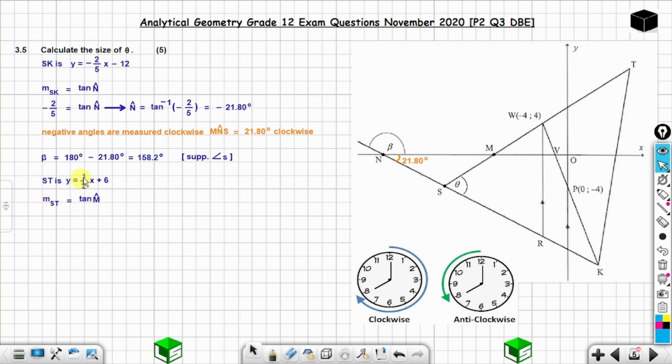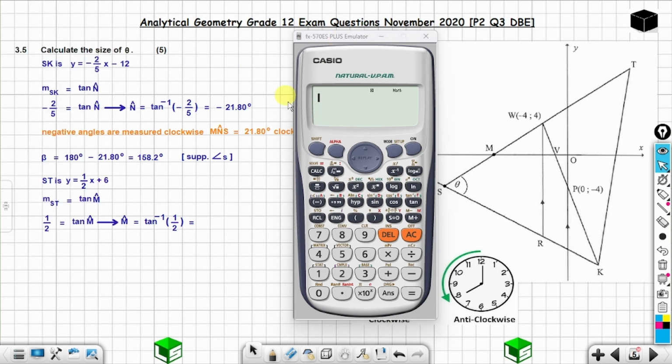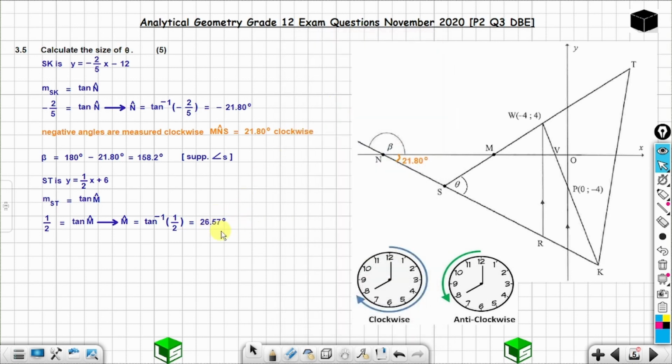This is how you can find the angle at M. The gradient is 1 over 2, which is equal to the tangent of the angle at M. So the angle M is equal to arctan of this. You press shift and then tan, and now you have 1 over 2. You're going to have 26.57. This is a positive angle.